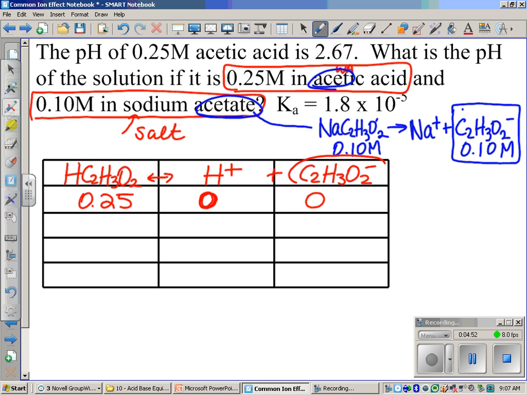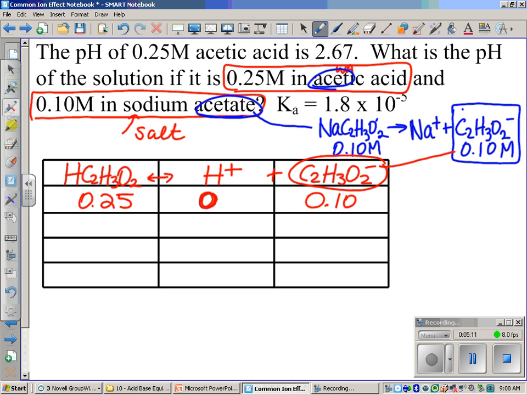But this ion right here has a starting value this time, instead of being none. We've put the salt in, and the salt has given it an initial concentration of 0.1. So we do not have a second zero over there. So that is where these problems are different.